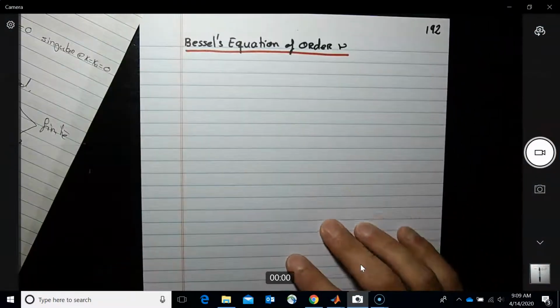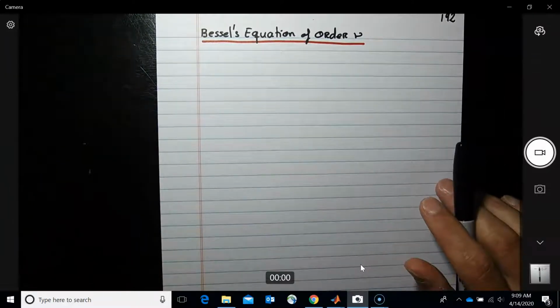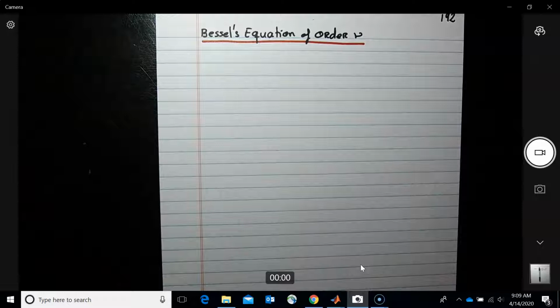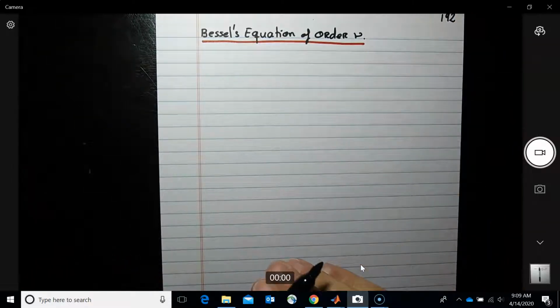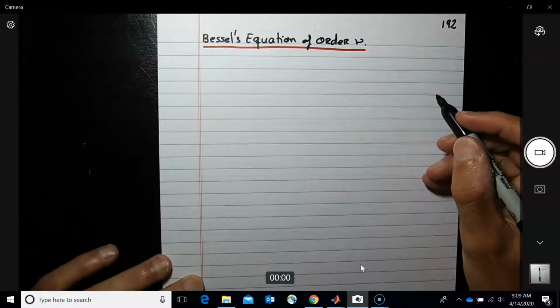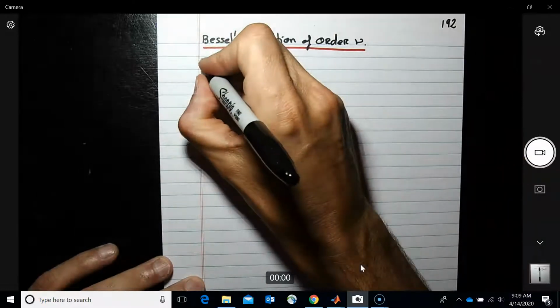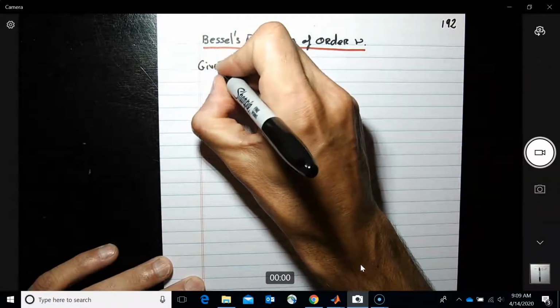Okay guys, so alright, we go back to these Bessel's equations, and this time we're going to do the Bessel equation of order mu. I'm not going to go that much into all the details. You can look at the previous video or at the previous notes, but let's go ahead and start with this one.